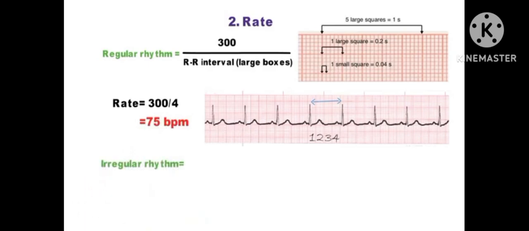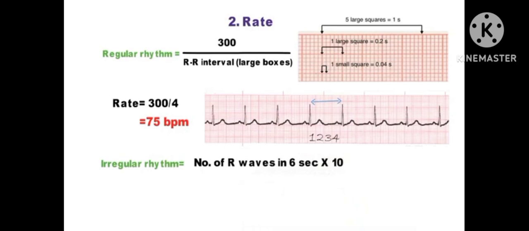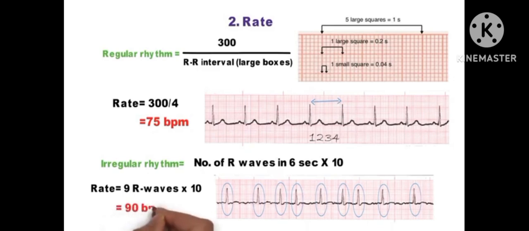But if the rhythm is irregular on ECG, as in atrial fibrillation, rate is calculated by the number of R waves in 6 seconds multiplied by 10 so as to get rate per minute. So in this ECG strip, there are 9 R waves or 9 QRS complexes, so the rate comes out to be 90 beats per minute. So the 300 divided by RR interval formula is valid only if the rhythm is regular. That is why we should first see the rhythm and then calculate the rate accordingly.